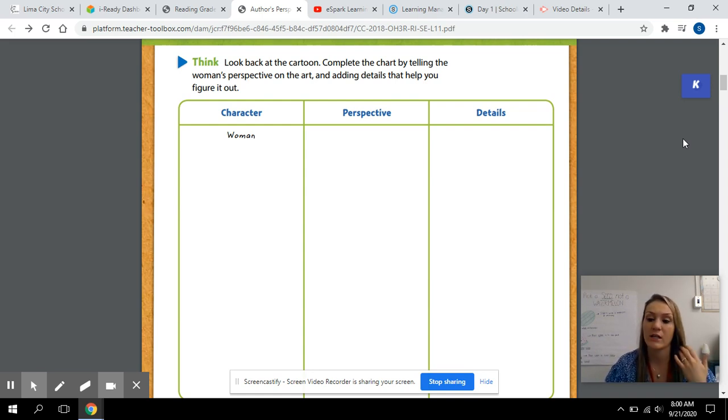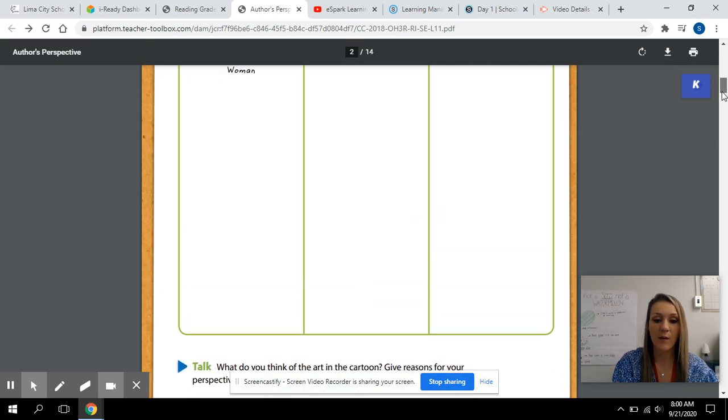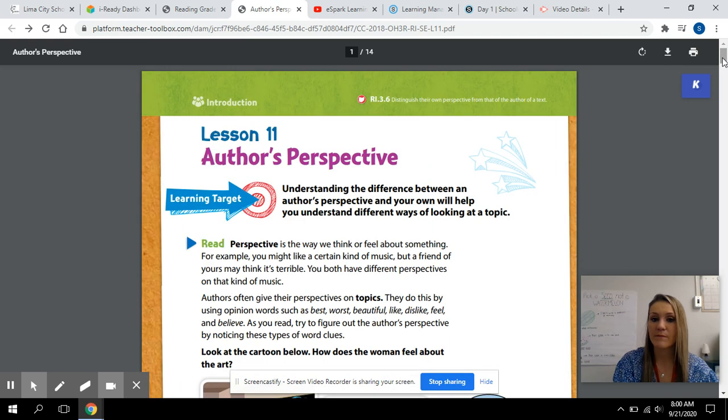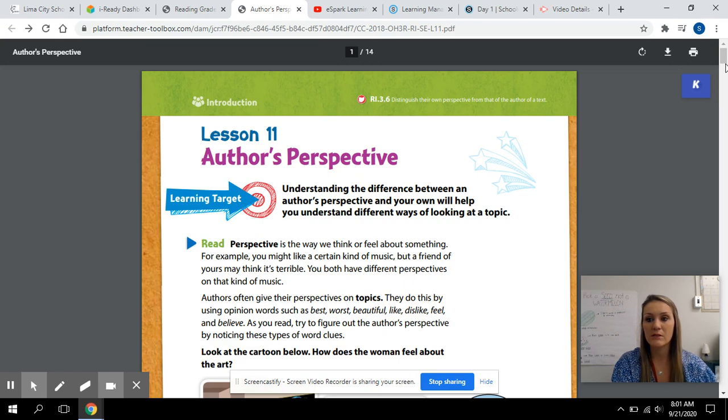So we know that she thought she didn't like it. She thought it was ugly. So you need to use those words in the detail box to show how she feels. Okay, go ahead and do that on Schoology. I will upload this and it should all be good now. It should only be the pages that you need to work on. So I will put that in Schoology.